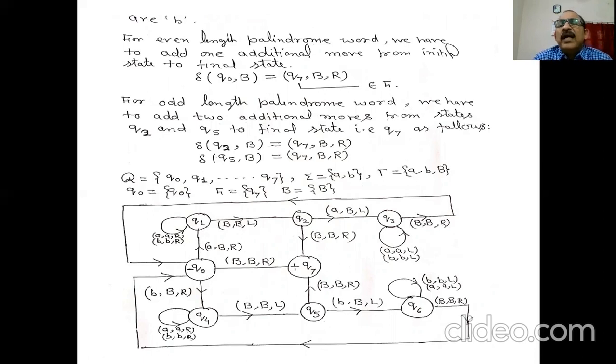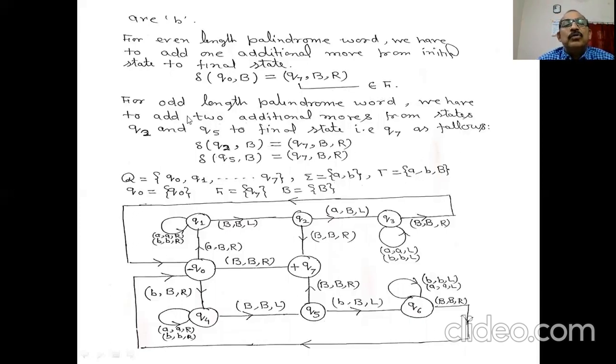Now, as we know, a palindrome word may be of even length or odd length. So what will happen if the palindrome word has even length? In this case, you simply add one additional transition function in addition to the above defined transition functions. Machine is always in the initial state if the palindrome word has even length. So machine in state Q0, input is B, it goes to the state Q7, replaces this B by B and moves in the right direction. At this time, you make this Q7 a member of F.